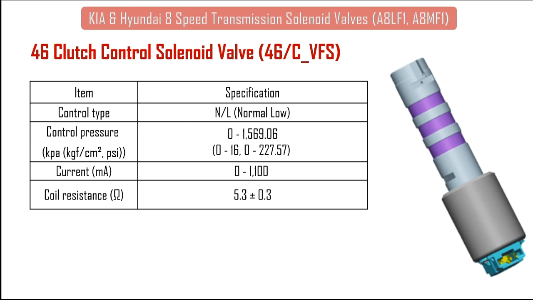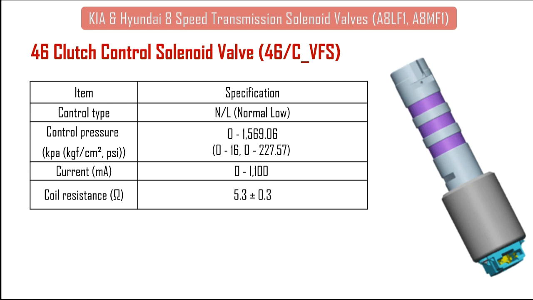A good thing about the transmissions in Kia and Hyundai is these codes. When the code refers to 4 and 6, we know that this solenoid valve is working on gears 4 and 6. So this is a referral to that specific gear or those specific gears, to make our life easier.